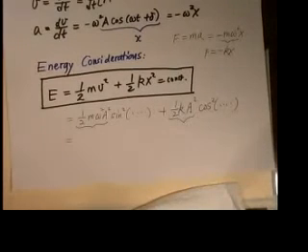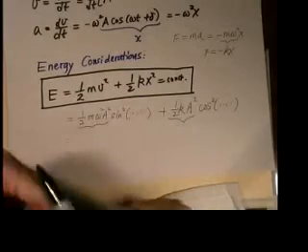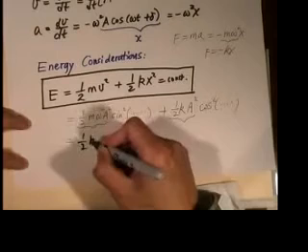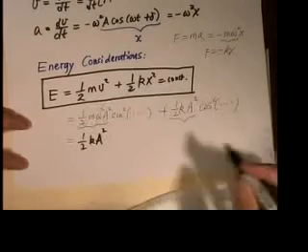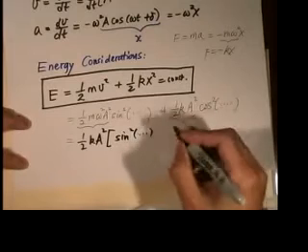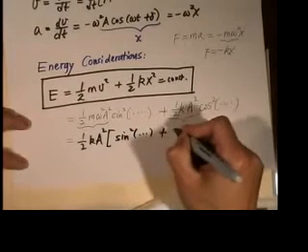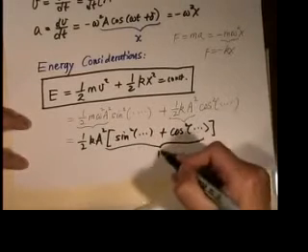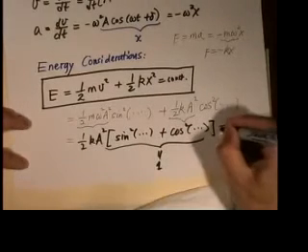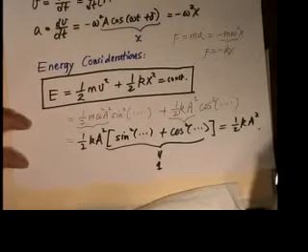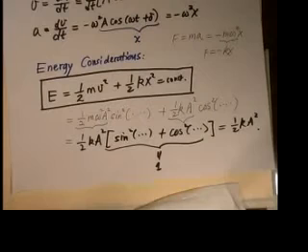I can take them out. I can write either the first expression or the second expression. Why don't I write 1/2 kx squared? Then what's left is sine squared of omega t plus delta plus cosine squared of the same argument. Of course, that equals 1. So the answer is 1/2 k a squared. And indeed, you learned that energy is conserved.